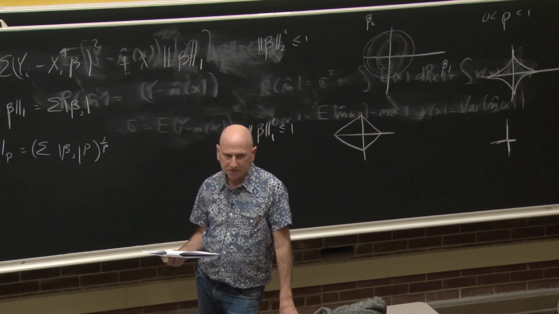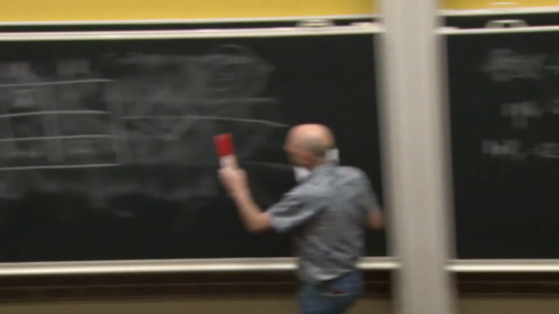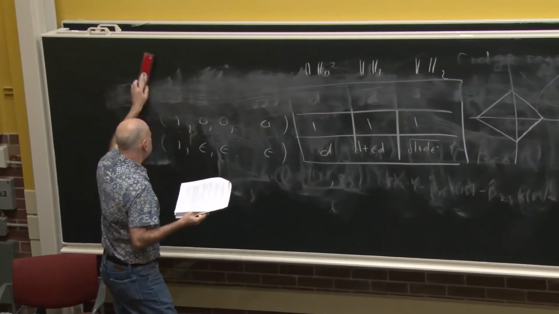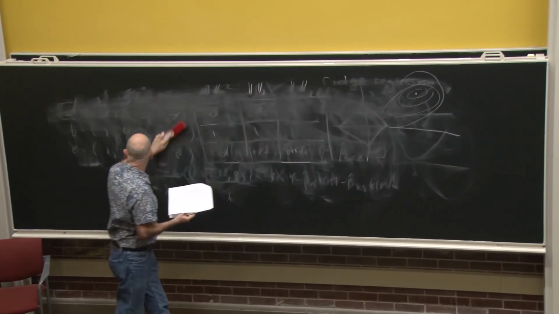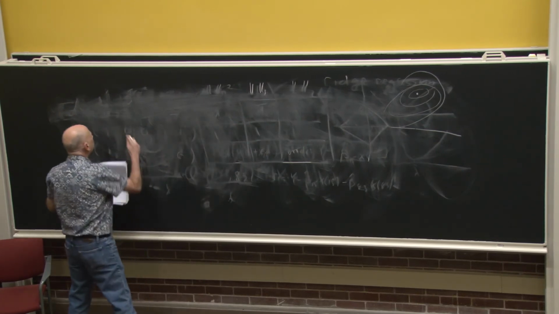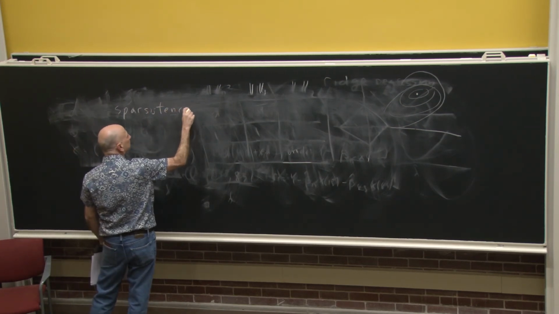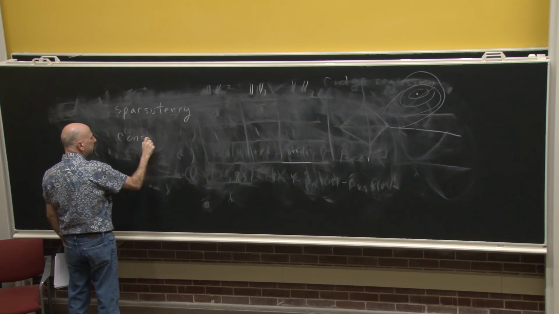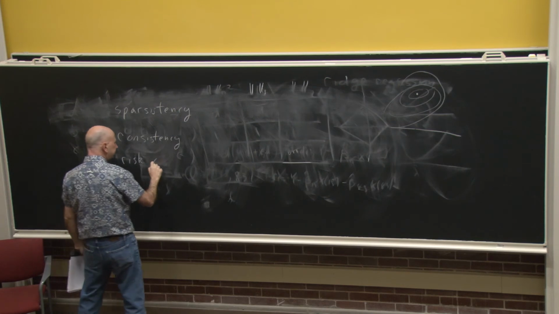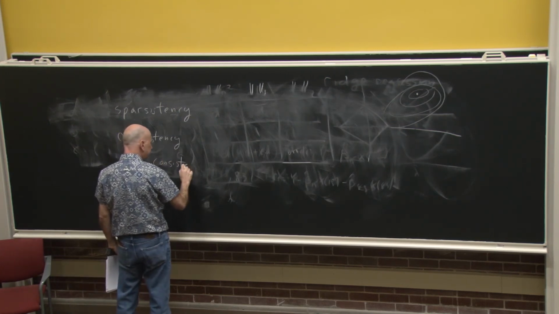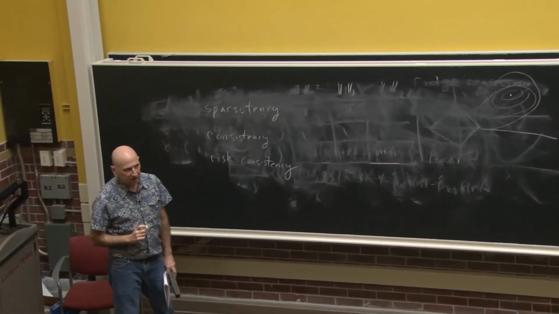So what can we say about this? There are three types of main results. I mean, there's a trillion papers on this now, but the three are sparsistency, consistency, and risk consistency. So let me explain what these are.